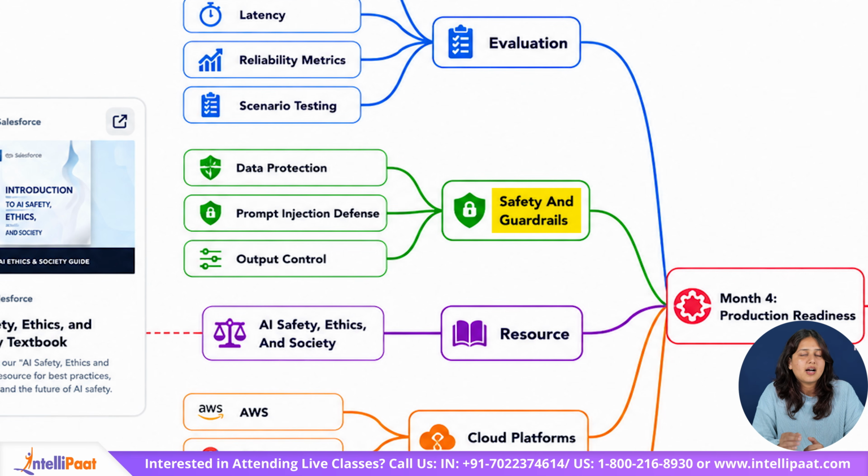Then comes safety, and it is absolutely critical. When agents start taking actions in real time, they must be controlled and predictable. You need to ensure your agent does not leak sensitive data or get manipulated by malicious inputs or produce unsafe outputs. This is where you learn to implement guardrails and handle challenges like prompt injection, data exposure, and unintended behavior.